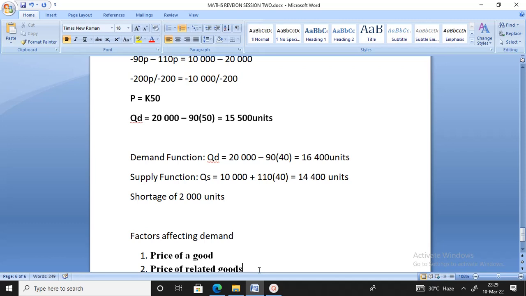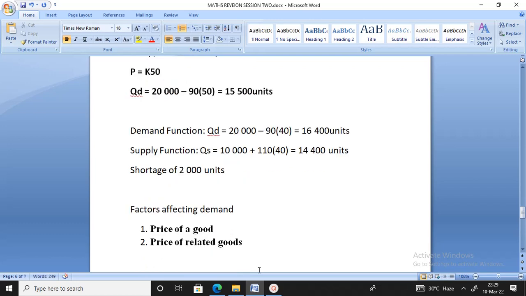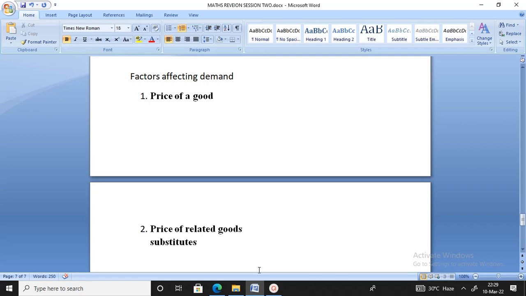Related goods are put into 2 categories. You have substitutes, those goods you use in place of the other, or they could be complements, those goods you use together. For example, car and fuel are complements. Bread and butter are substitutes.